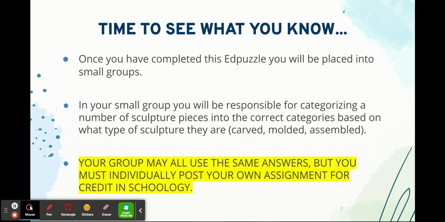So time to see what you know. Once you've completed this Edpuzzle, you will be placed into small groups. In your small groups, you'll be responsible for categorizing a number of sculpture pieces into the correct categories based on what type of sculpture they are, so either carved, molded, or assembled. Your group may use all of the same answers, but you must individually post your own assignment in Schoology for credit.